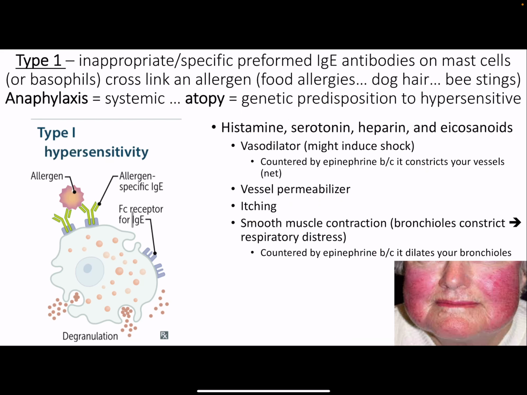So let's go through all of these a little bit more slowly now. So type 1 is I have inappropriate preformed IgE antibodies on a mast cell, like shown.